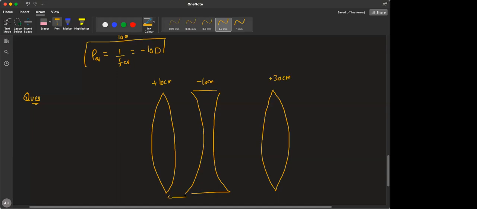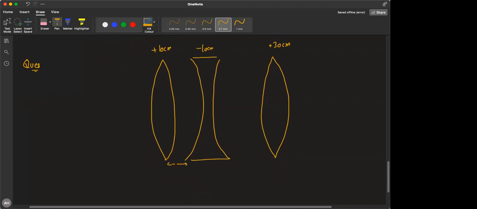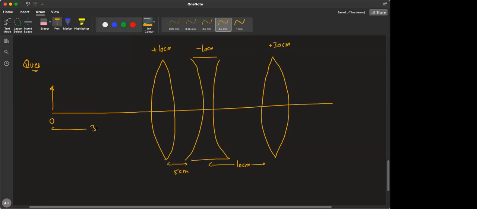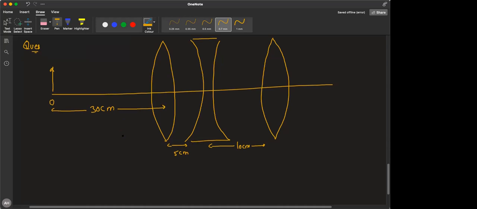The separation between the lenses is given. So they are not placed back to back. This is 5 centimeter. This is 10 centimeter. And this is the object, 30 centimeter. I need position of image. It's a lengthy question. We'll do it together. Find position of image.